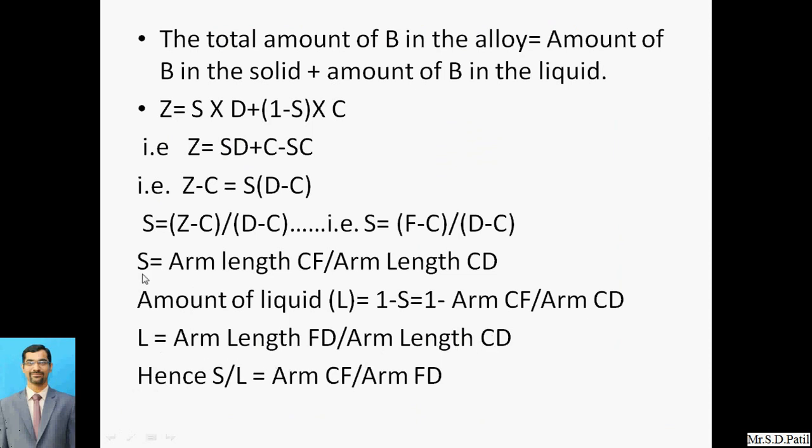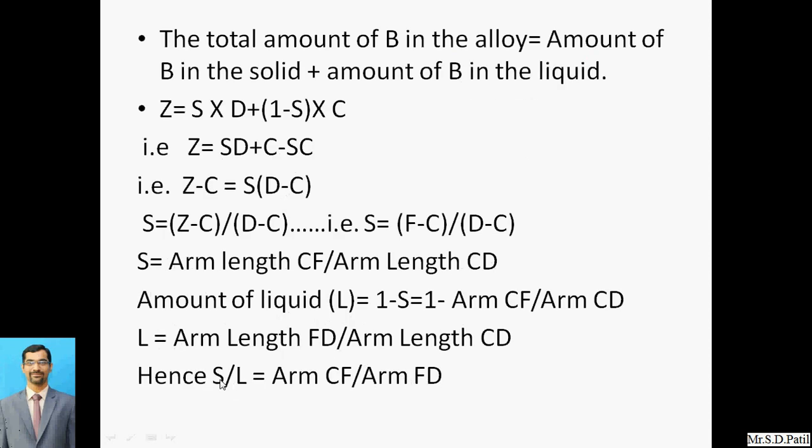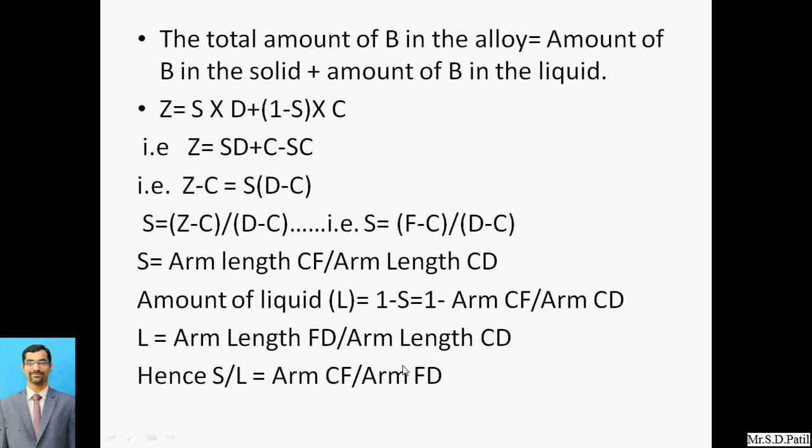Therefore S upon L, when we are dividing these two terms, this CD and CD will get cancelled. What is remaining? Arm length CF and arm length FD. So arm CF divided by arm FD. So through this C, F, D, this will be the liquidus stage, this will be the solidus stage. So amount of solid into arm FD, S into what will be there? Arm FD, and arm CF into L, that is the amount of liquid into arm CF. So here S into this arm FD, L into this arm CF.